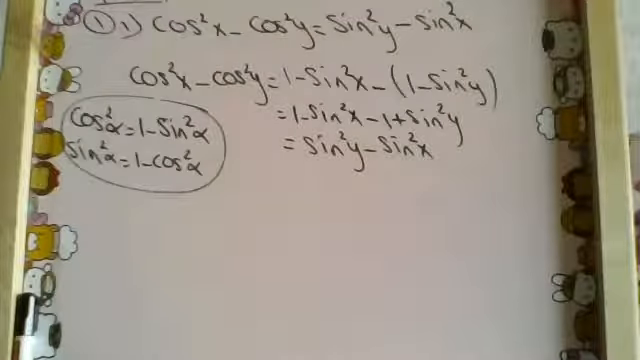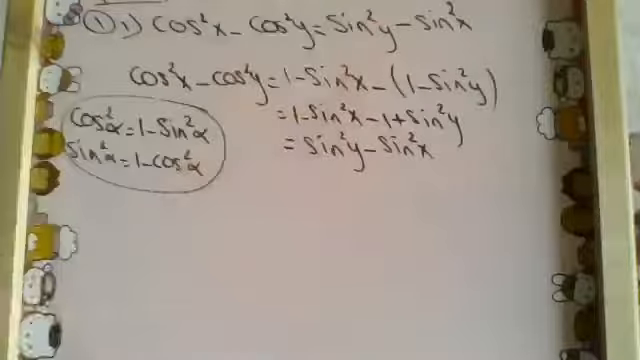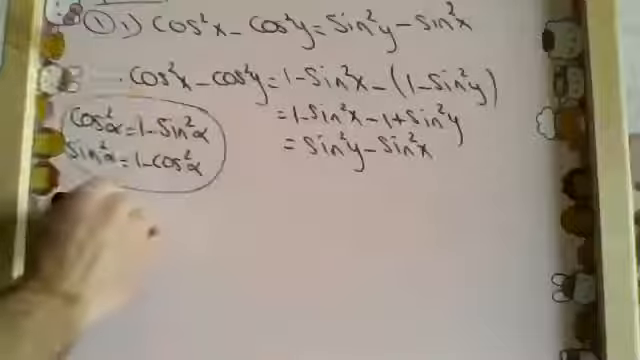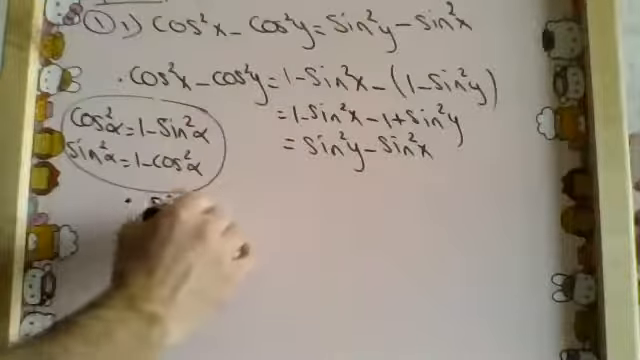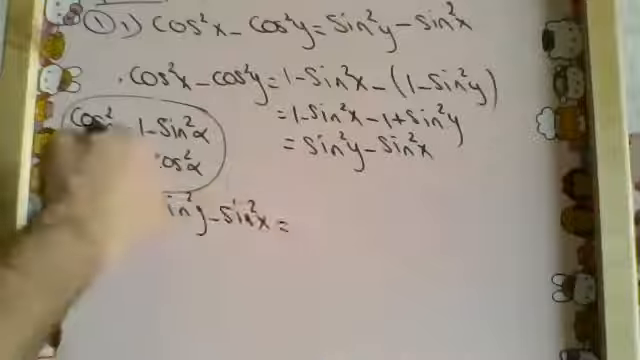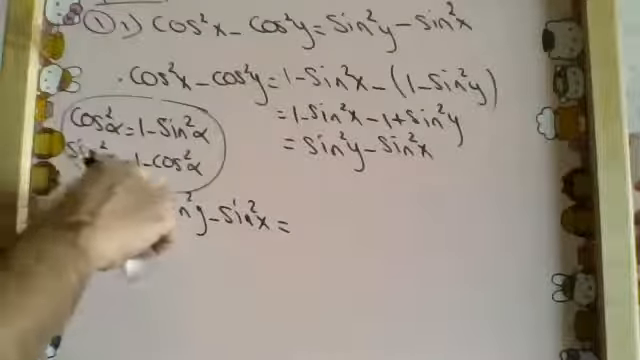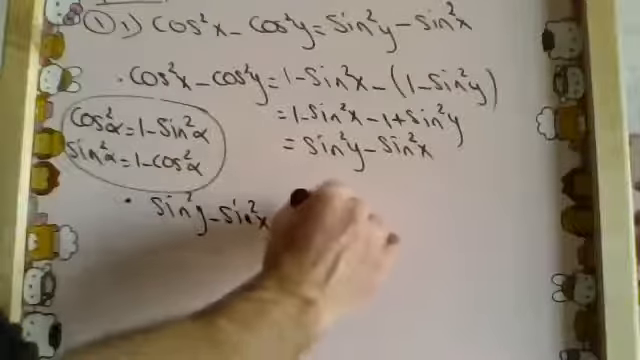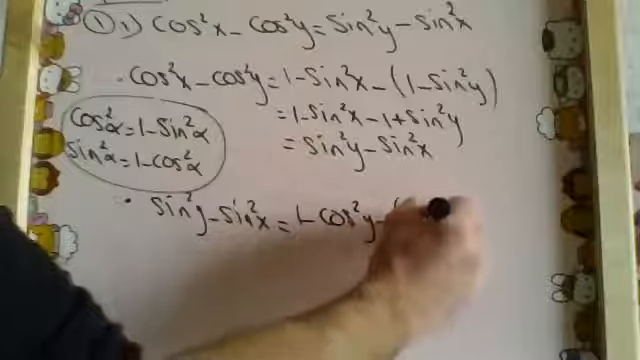Okay? Or you can start here in the same way. You can start from the right side, you replace sine squared y. Different way. This is the first way. Another way: if you start from the right side, sine squared y minus sine squared x, it comes out exactly the same, just with cosine instead of sine. Sine squared y, you replace it by 1 minus cosine squared y. Sine squared x, again 1 minus cosine squared x.